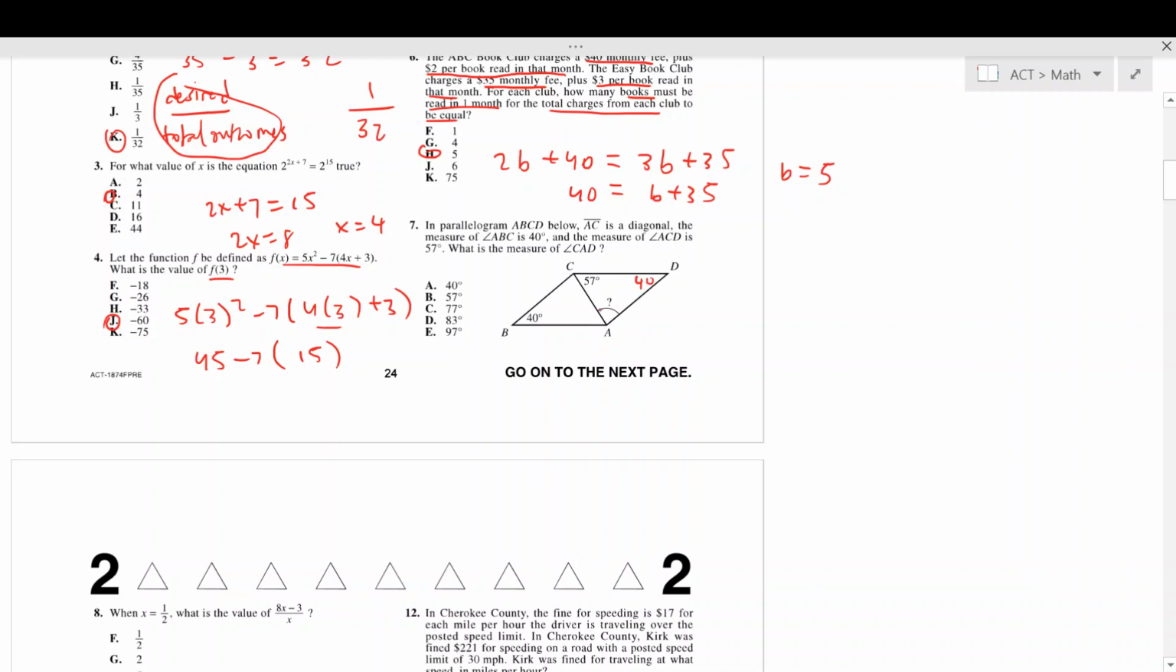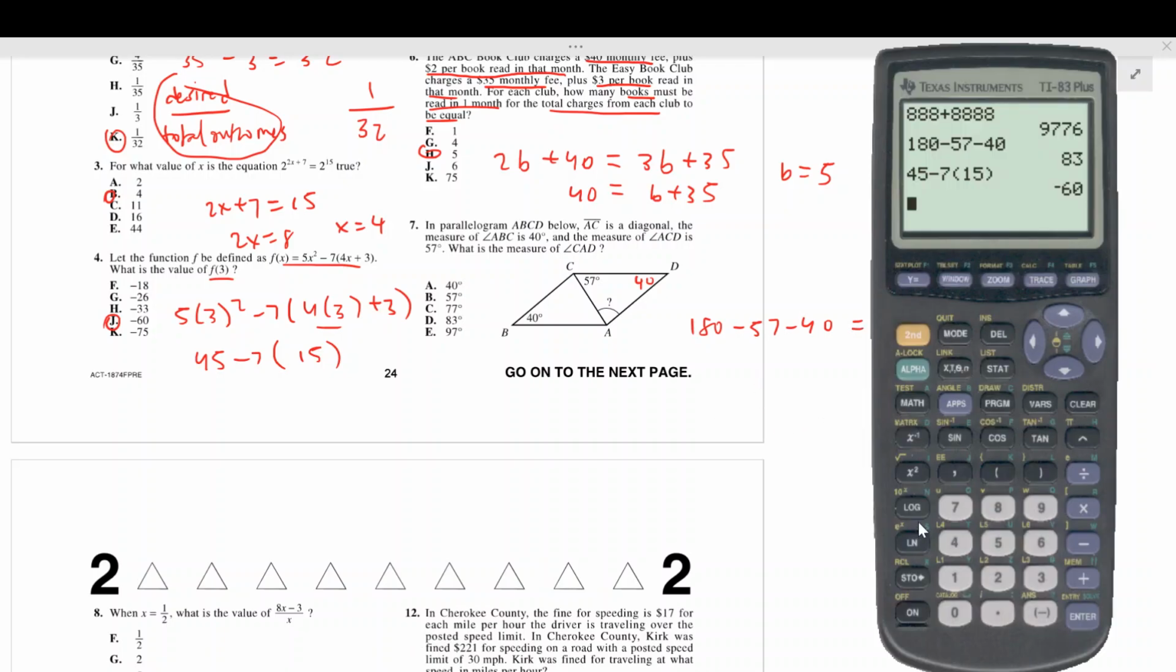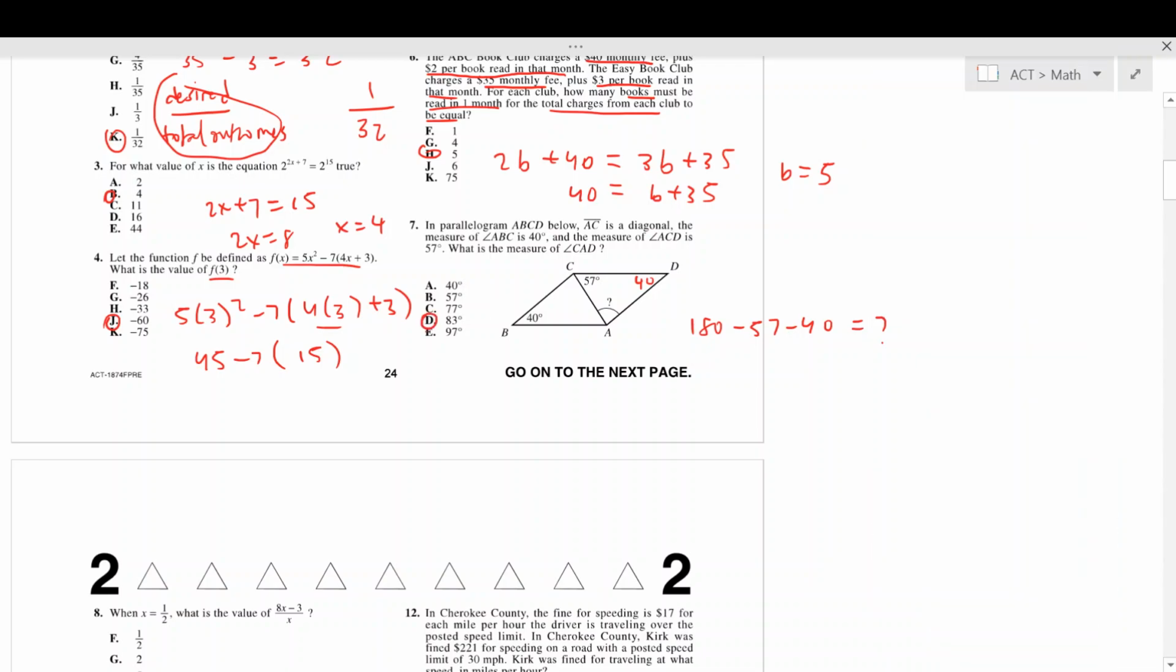And then since we're looking for this little angle here, it's an angle in a triangle, right? So these three angles, 1, 2, and 3, they must add up to 180. So if you do 180 minus 57 minus 40, that will give us the question mark angle. So let's just enter that in our calculator. 180 minus 57 minus 40, that'll be minus 97. That'll be 83 degrees.